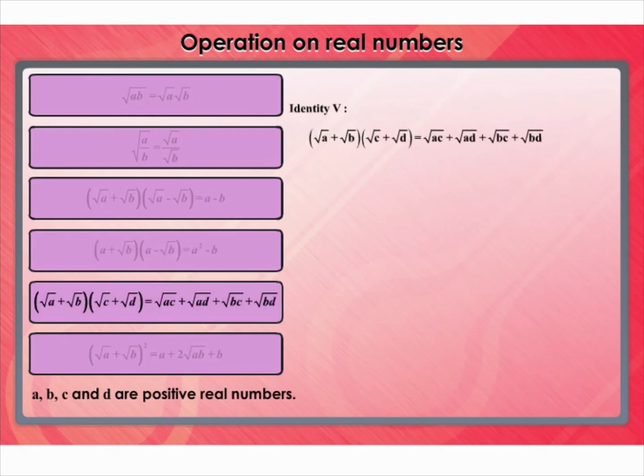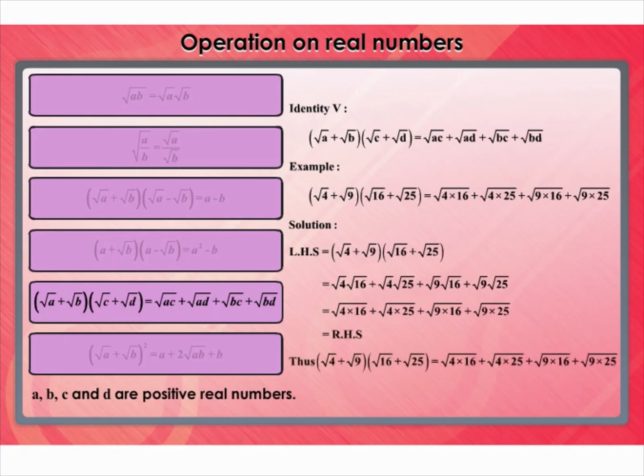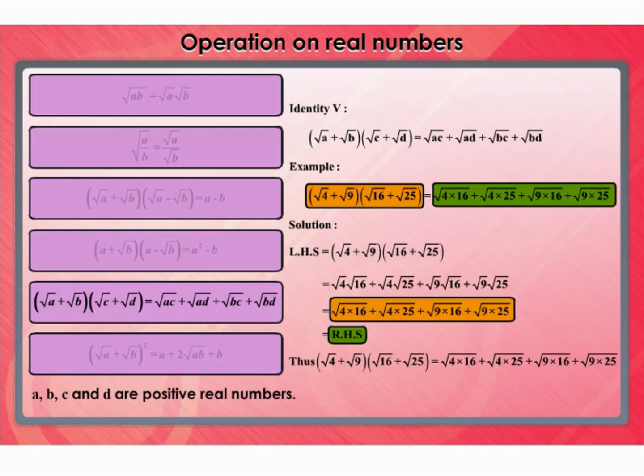The fifth law is square root of A plus square root of B into square root of C plus square root of D. Now let's verify this law by using an example. First, we will simplify the left-hand side of the example. Then expand this expression. Let's simplify this by using the first law. This is equal to the right-hand side of this example. Thus, both the sides are equal.